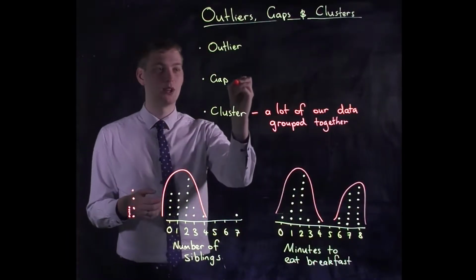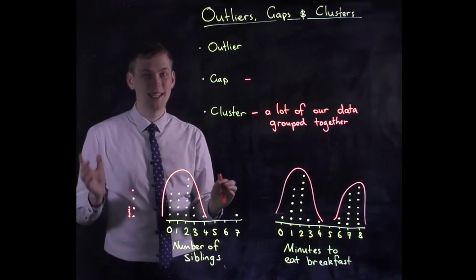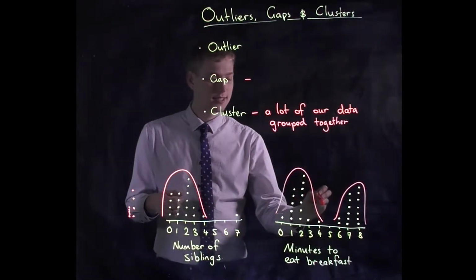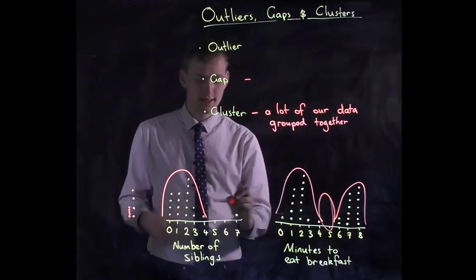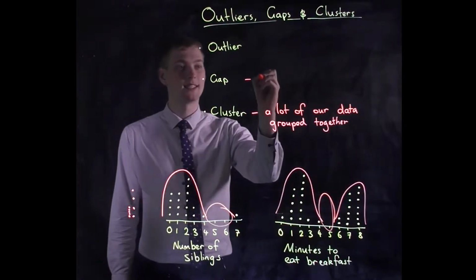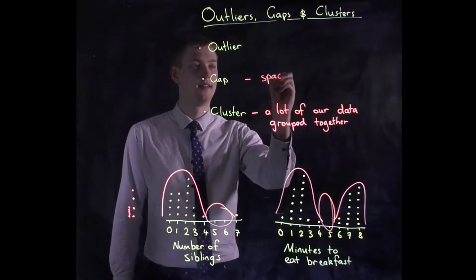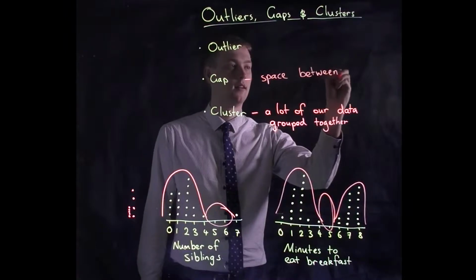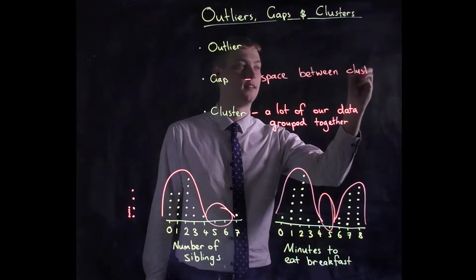Next we will talk about a gap. So a gap is just a space where there's not many values. You can see here there's a bit of a gap here, and here we've got another value out there, but there's another gap. So this is a space between clusters.